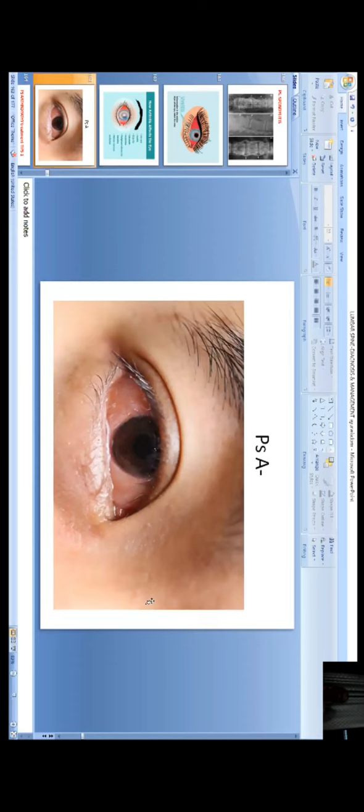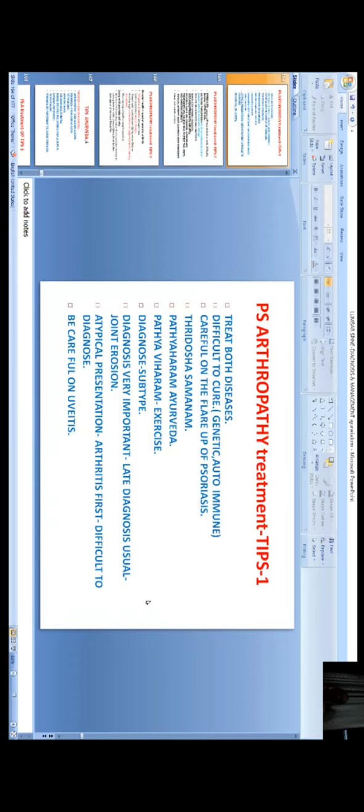Psoriatic arthropathy treatment is very complex because Tridosha Kopa is there. Two very difficult diseases: psoriasis is there as well as arthritis is there. Treat both disorders, difficult to cure.